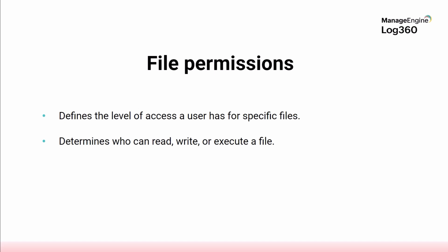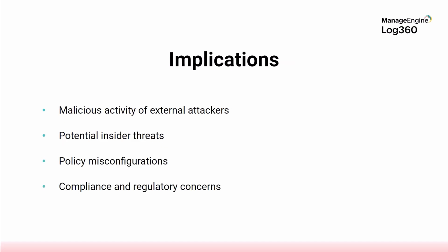In this video, you'll learn how to leverage Log360, the unified SIEM solution from ManageEngine, to detect multiple file permission changes. File permissions define the level of access granted to users and groups for a specific file or directory within a system. These permissions determine who can read, write, or execute a file and are essential for maintaining the security and integrity of data stored on a system, so it's crucial for security analysts to monitor them.